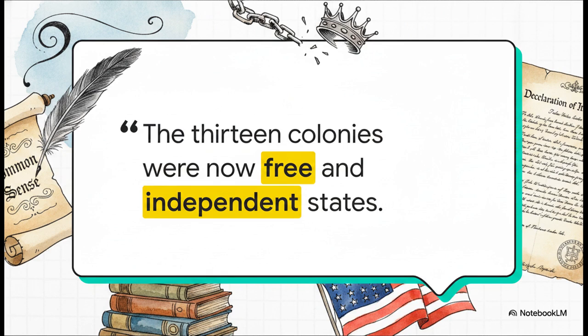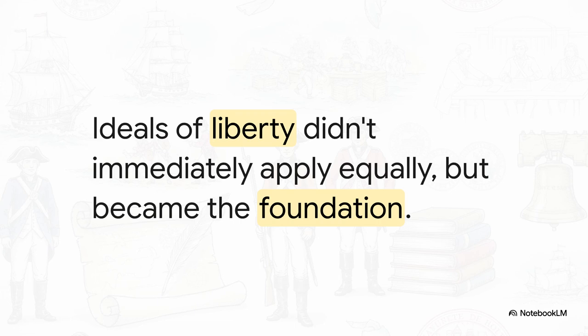This momentum peaks on July 14, 1776, with the Declaration of Independence. Primarily penned by Thomas Jefferson, it boldly announces that the colonies are now free and independent states. It asserts this explosive, radical idea for the time, that all people possess fundamental rights to life, liberty, and the pursuit of happiness.